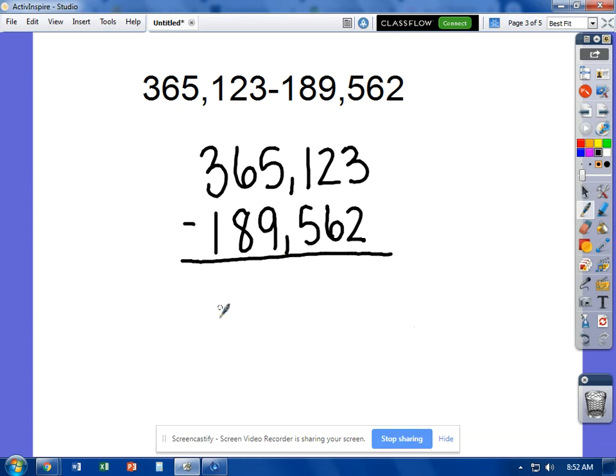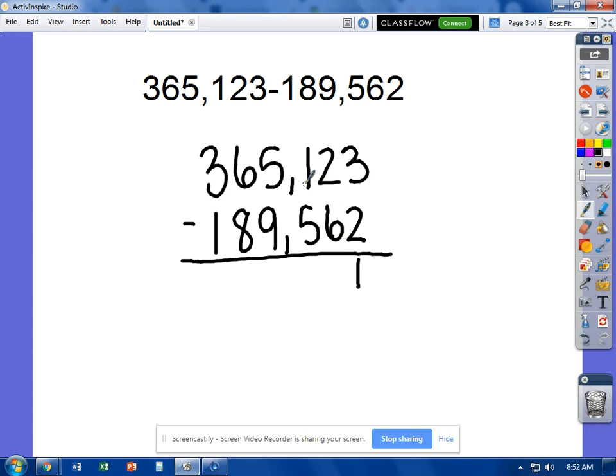I'm going to start with my lowest place value, and I'm going to see if I can do 3 minus 2. If I have 3 cookies, could I give somebody else 2 of them? Yes, I could, because my top is larger than my bottom. 3 minus 2 is 1. I'm going to move over to my next place value then and do 2 minus 6. This is a problem I can't do because my bottom is larger. I don't have enough to start out. So I have to borrow.